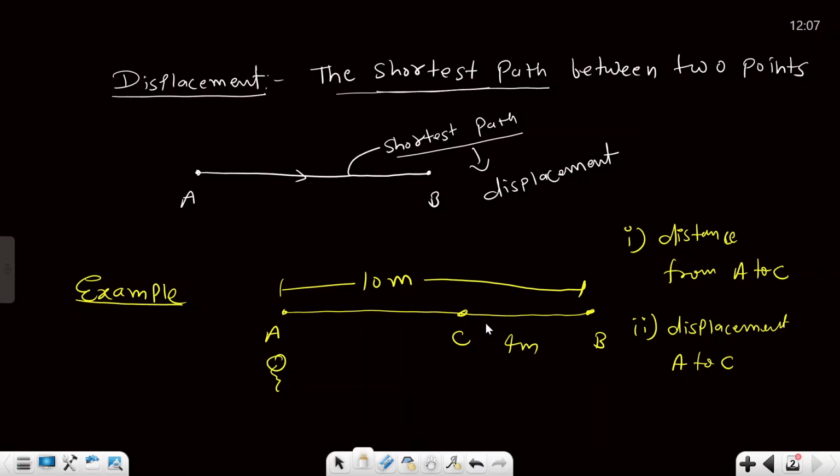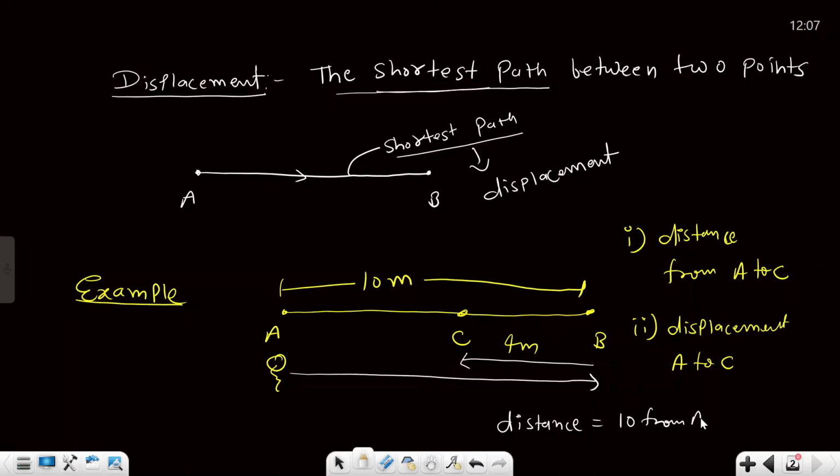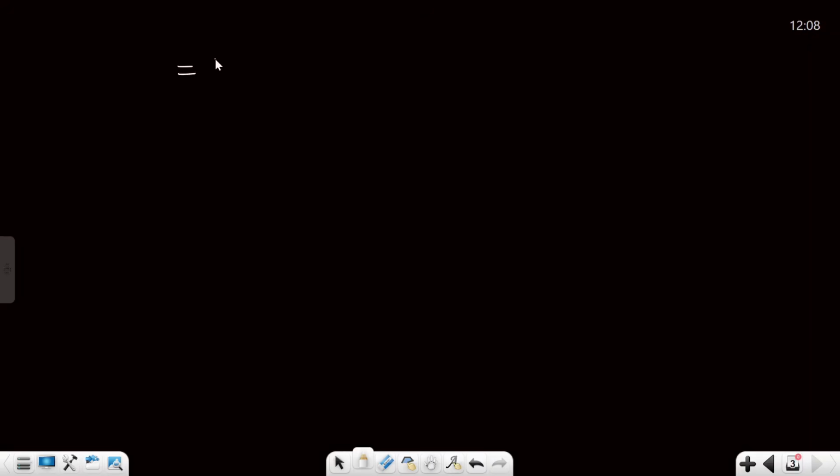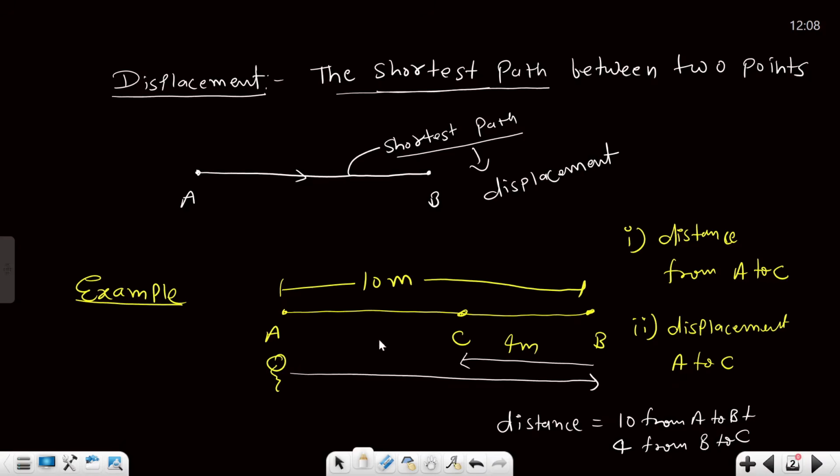So now coming back to point A and point B, which have a total length of 10 meter. If a person goes from A to B, he covers a distance of 10 meter. Again, coming from B to C, he covers a distance of 4 meter. So the distance traveled by the person is 10 meter from A to B plus 4 meter from B to C. So the total distance will be 10 meter plus 4 meter, that is 14 meter. So we can say that the distance traveled by the person is 14 meter in this particular example.